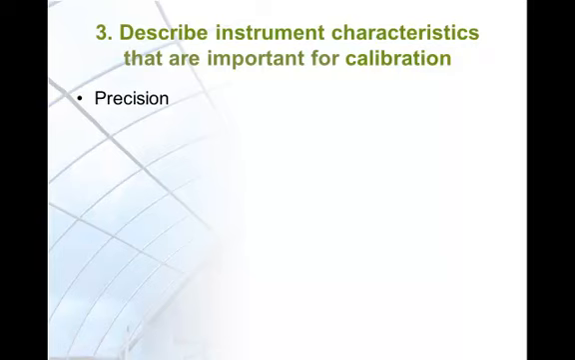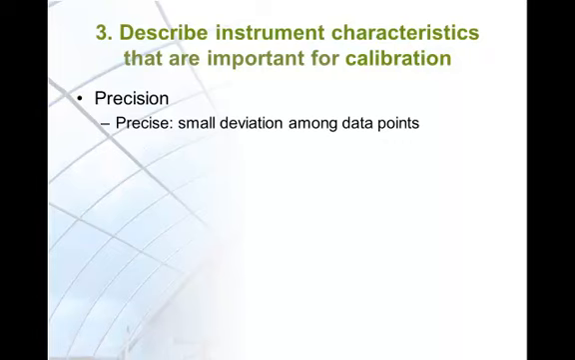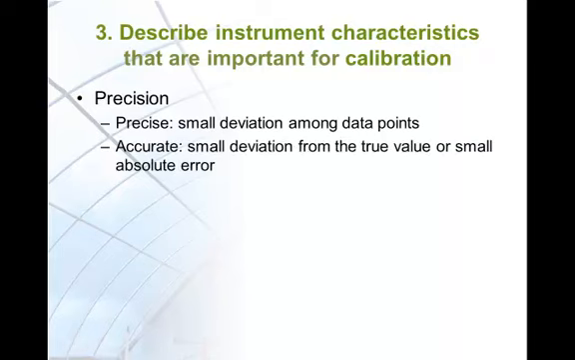Let's talk in detail about precision. Precision is a small deviation among data points. In other words, when the same measurement is made in the same conditions multiple times, each data point will be close in value to all the others, if the instrument is precise. This contrasts accuracy in that accuracy is a small deviation from the true value. Accuracy is how close a singular or group of measurements are to the true value.